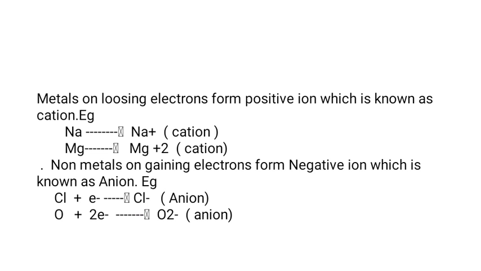Non-metals, on the other hand, gain electrons and form negative ions which are known as anions. For example, chlorine. Chlorine has 7 electrons in its valence shell. It needs 1 electron to complete its octet and get stable. So, chlorine gains 1 electron and forms chlorine negative anion. Similarly, oxygen has 6 electrons in valence shell. It needs 2 electrons to complete its octet. That is why it forms O-2 anion.